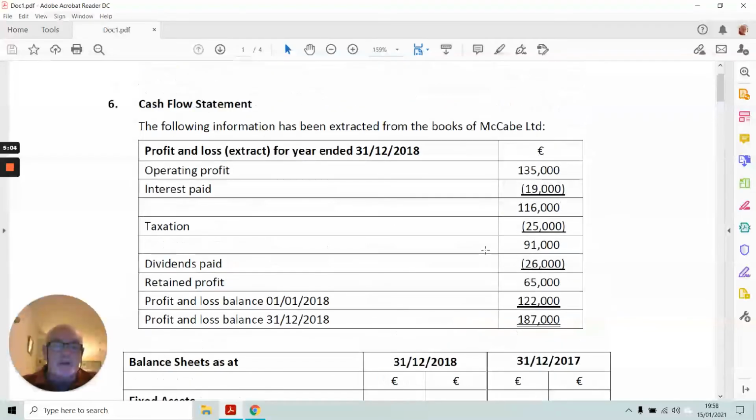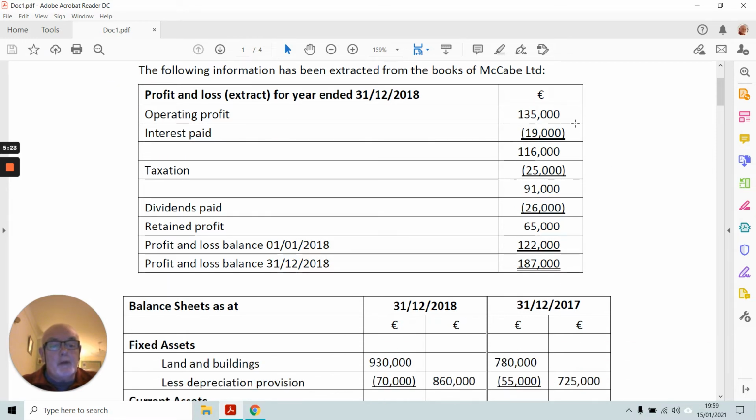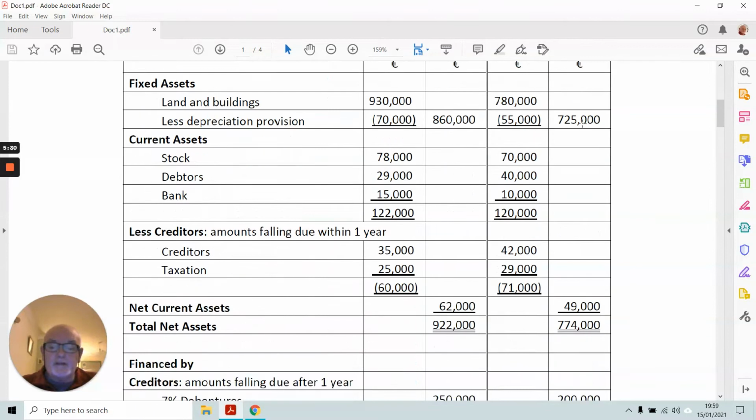Now these cash flow statements, these questions have a common start and a common end. You're always going to start off with the operating profit. McCabe made €135,000 in operating profit, and we must try to work out how you can make €135,000 in operating profit and yet only increase your bank balance, your money, by 5,000.